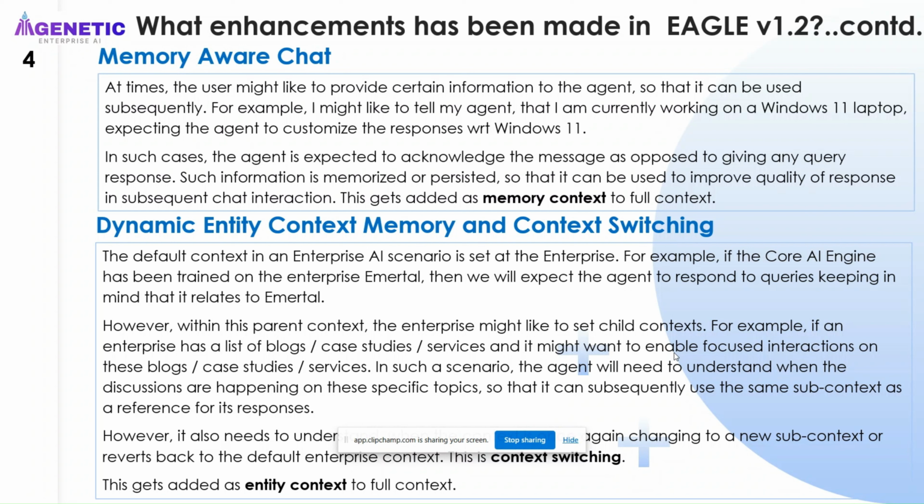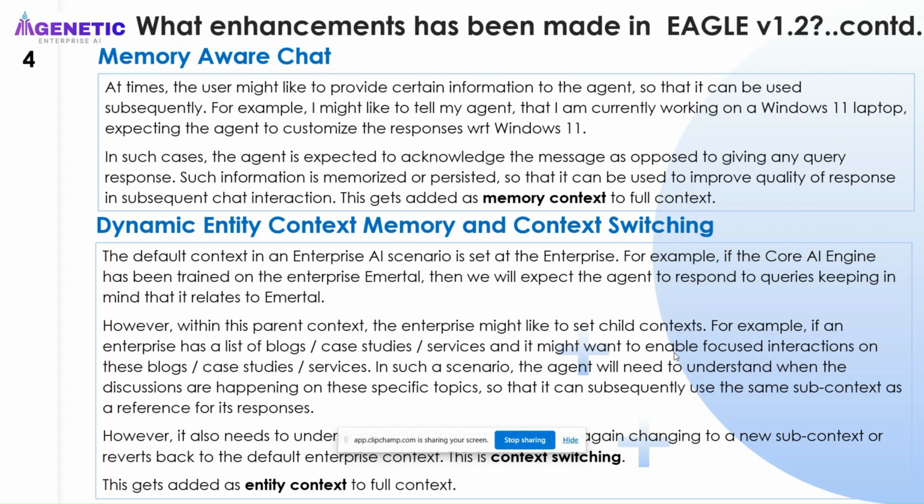However, let's say Ematel has different service lines. It has different case studies, different blogs, and it might want to give separate focus to any one of these or all of these. In that case, these will need to be defined as separate subcontexts. So whenever, during the course of our chat exchange, these subcontexts are referred to, the subsequent messages should continue with this subcontext reference. And we'll see examples of that down the line.